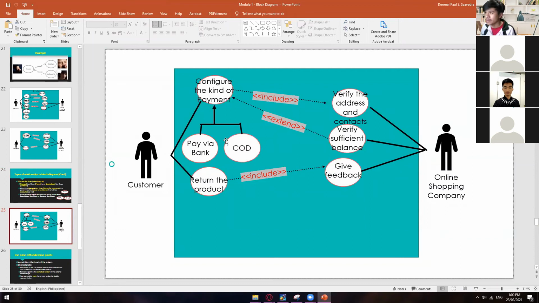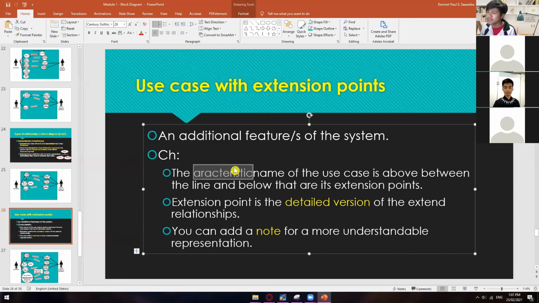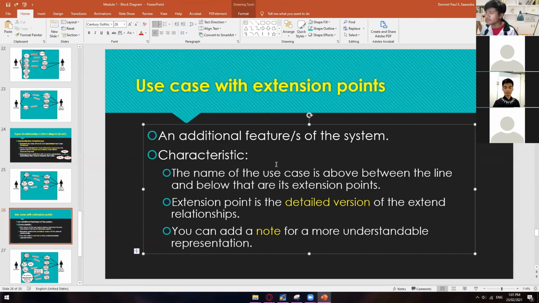This one is only required if the system is really lacking information that needs to be described or defined more. So we have another, extension points, which are just additional features of the system. Here's the characteristic. The name of the use case is above, between the lines, and below are its extension points. Extension points are the detailed version of the extend relationships. You can add a note for a more understandable representation.